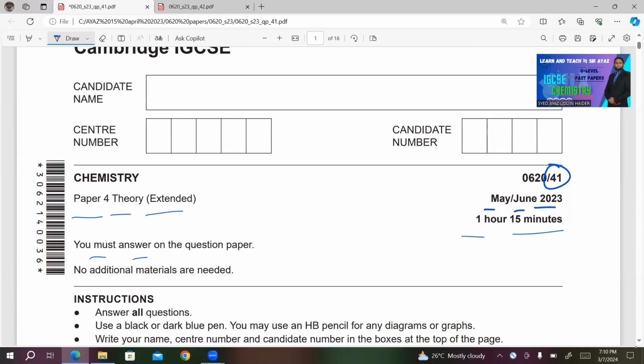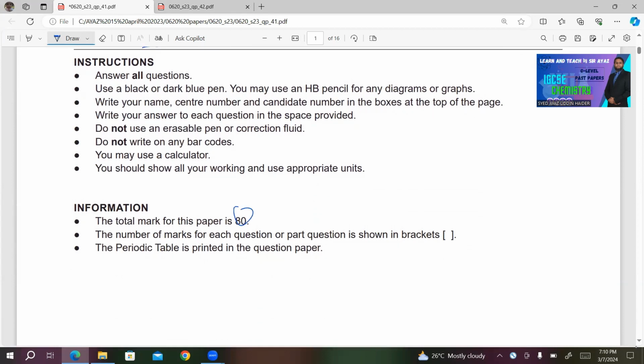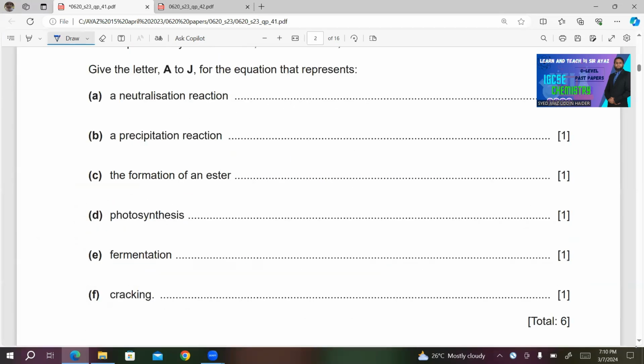You must answer on the question paper. No additional materials are needed. The total marks for this paper is 80. The periodic table is printed in the question paper. So let's start the paper.